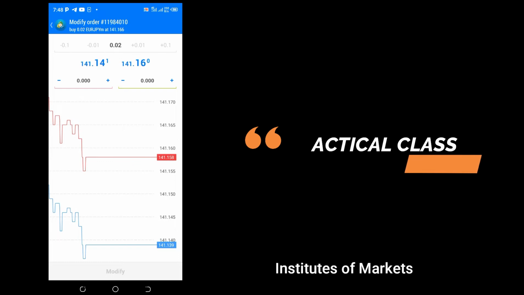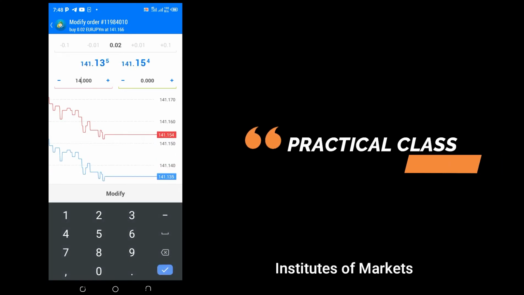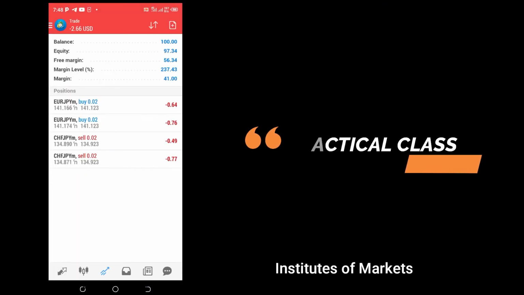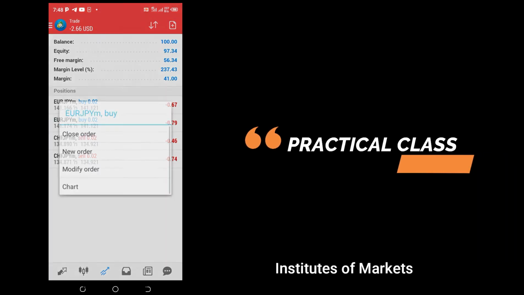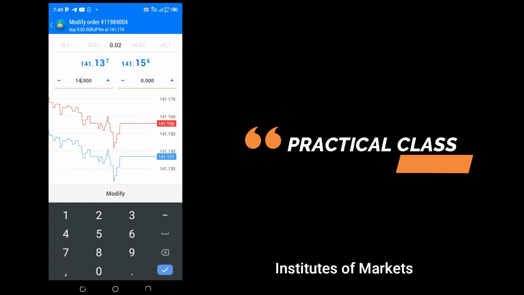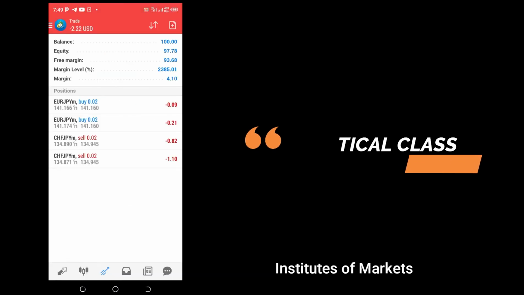If you remember, in the class we did the theory and I told you that the practical will make more sense. So on the red side, click the plus sign and set that value to 140.589. You see modify under, click modify. Then the other one, long press it. There are two Euro JPY. Modify order, click it, 140.589, and modify. So the order has been modified.